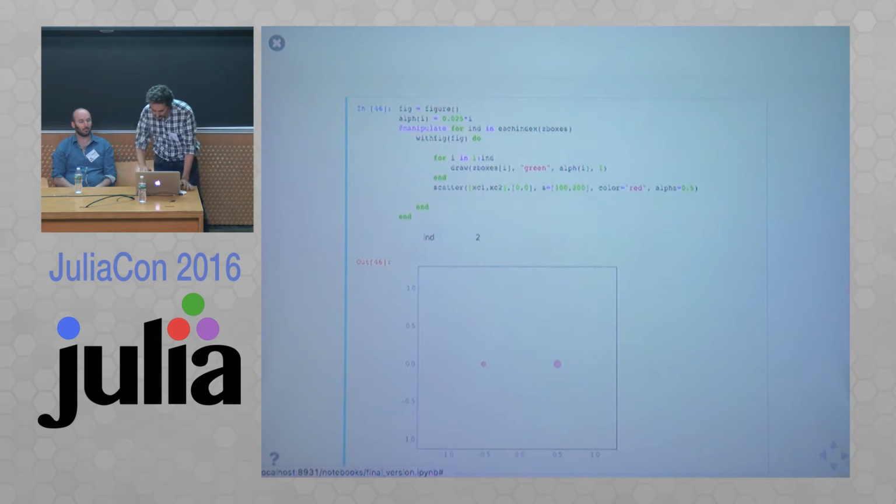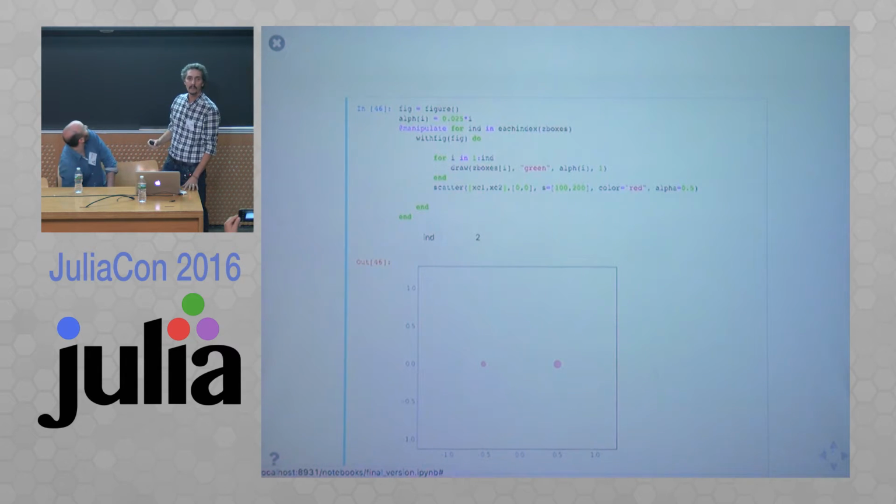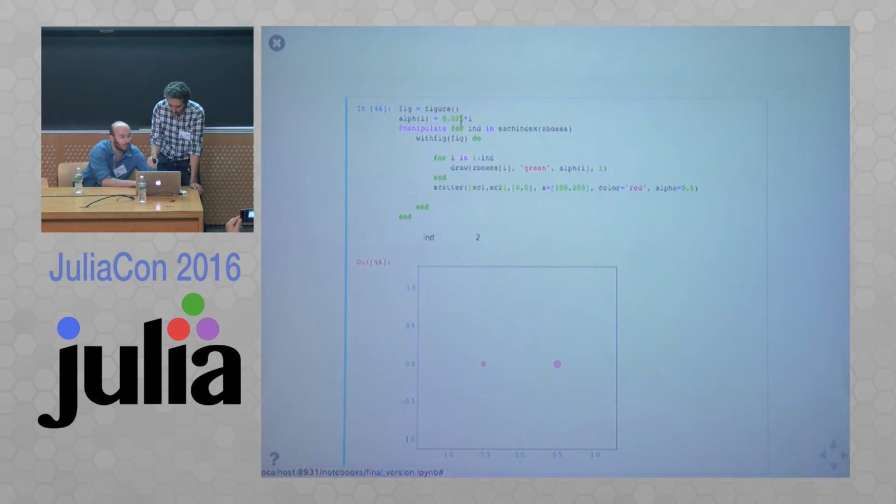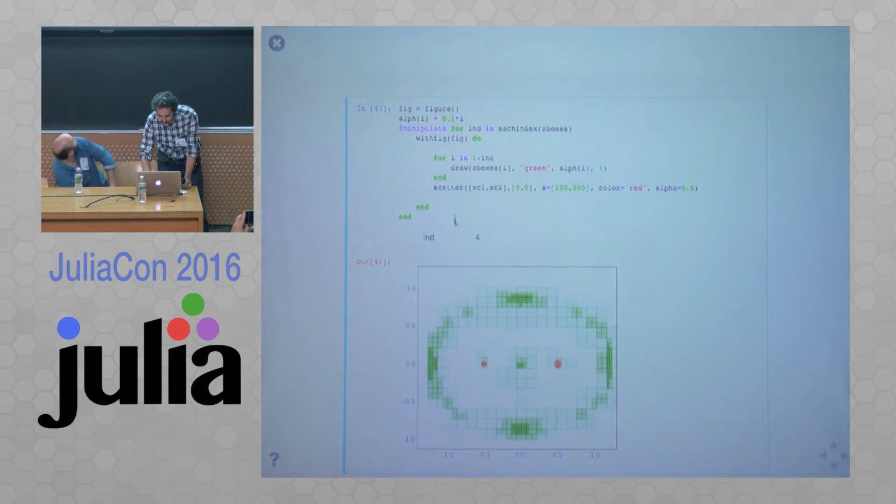It is absolutely not possible to see it. Can you see it? Anyway. Yeah, there you can see it.